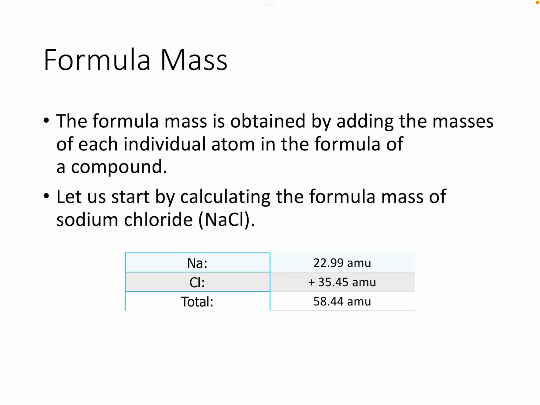Hello, in this last video for chapter 3, we are going to learn how to calculate the formula mass for an ionic compound. It's super easy. We're just going to add the masses of each individual atom in the formula of a compound. So for example, let's start with our favorite ionic compound, sodium chloride, which is just table salt.